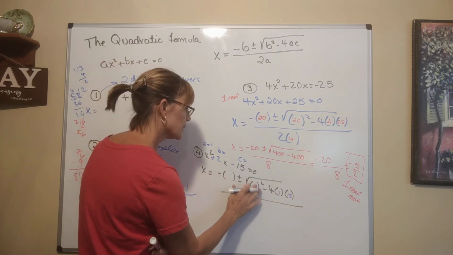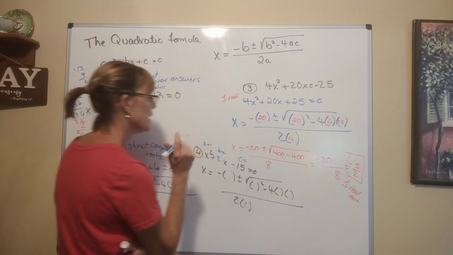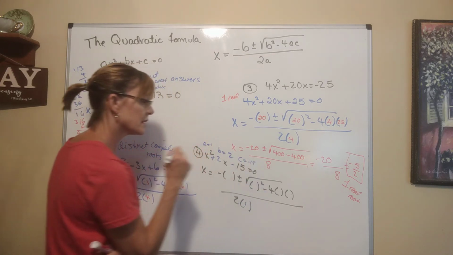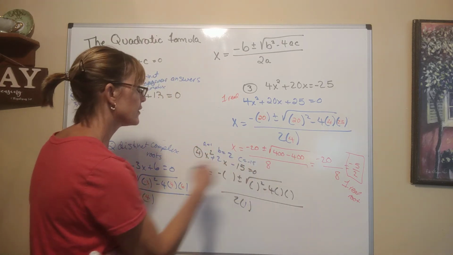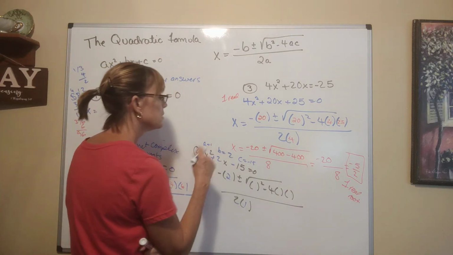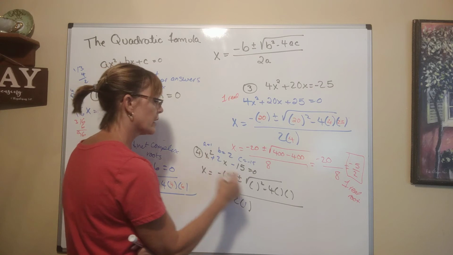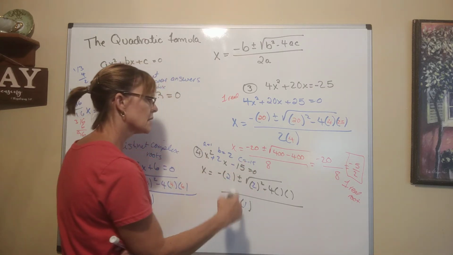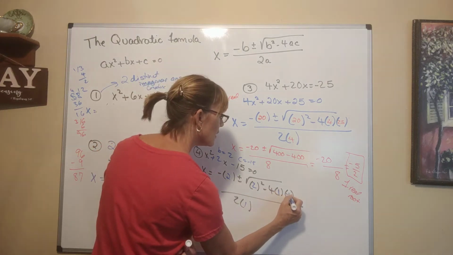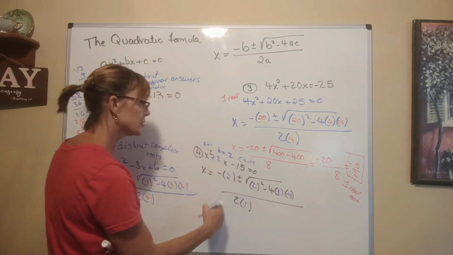All right. Sorry. Here we go. Now A is 1, B is 2, C is negative 15, because I want us to see what we have to do with a different number of negatives there. So negative B would be negative 2, plus or minus the square root of b squared, 2 squared, minus the number 4 times a, which is 1, times c, which is negative 15, all over 2 times a.